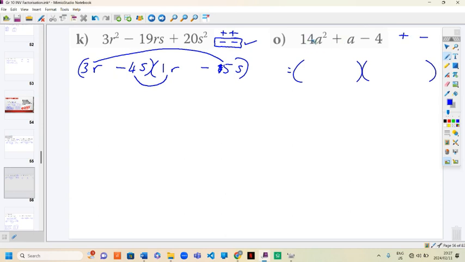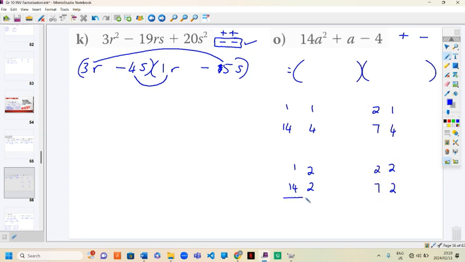Now look at this. I see I'm going to have factors of 14. Factors of 14 are 1 and 14, and we've got 2 and 7. And then the factors of 4: we've got 1 and 4, and 1 and 4 needs to go with this one as well. Then we've got 2 and 2. My factors of 14 again need to go with each one of those.